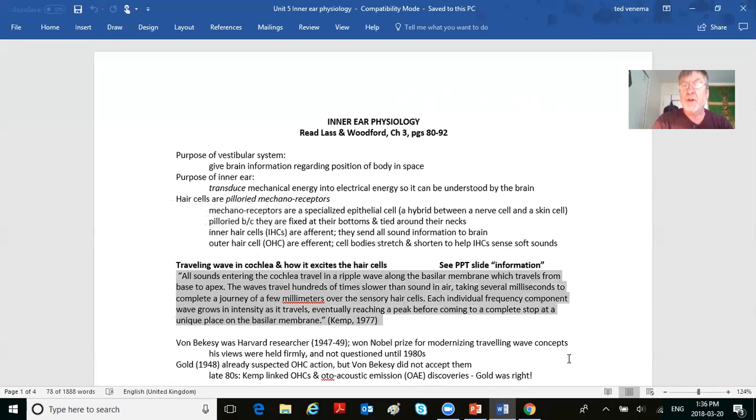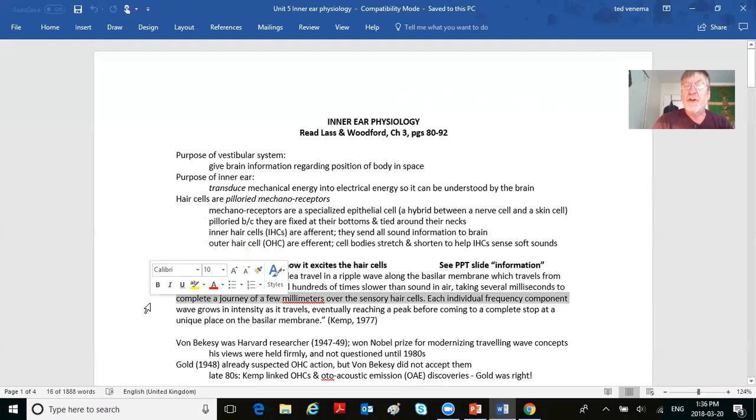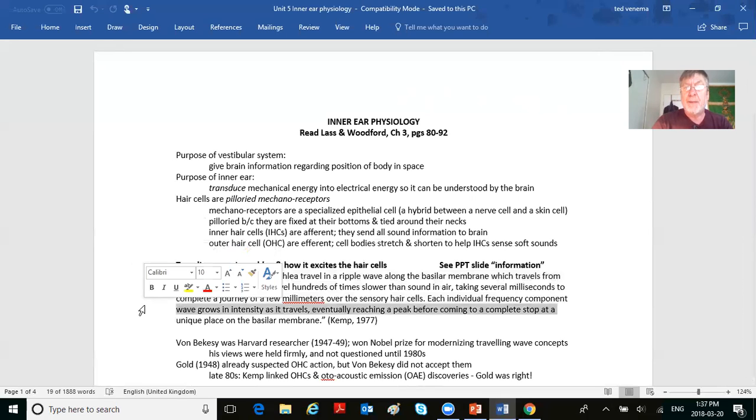Sounds activate a cochlea, creating a ripple wave, in other words, a traveling wave along the basilar membrane. I'm reading right here, okay, which goes from base to apex. The waves go way slower than sound does in air, taking a few milliseconds to complete a journey of a few millimeters over the sensory hair cells. Each individual traveling wave grows in intensity as it travels, eventually reaching a peak before coming to a complete stop at the unique place on the basilar membrane. Okay, each traveling wave gets larger until coming to a complete stop.